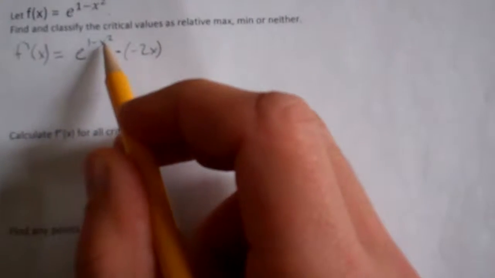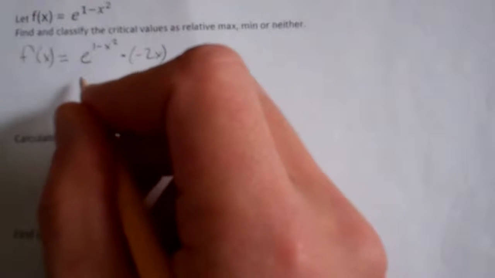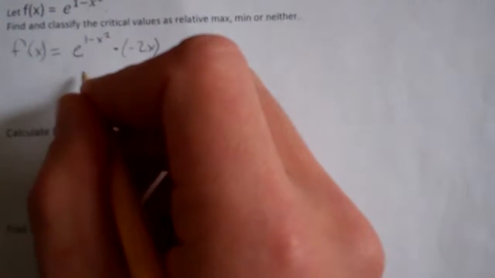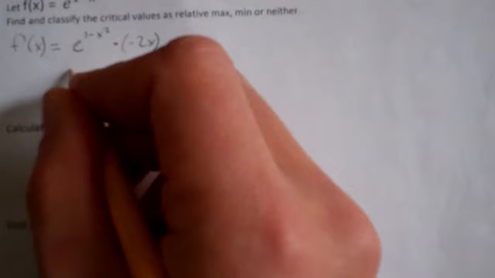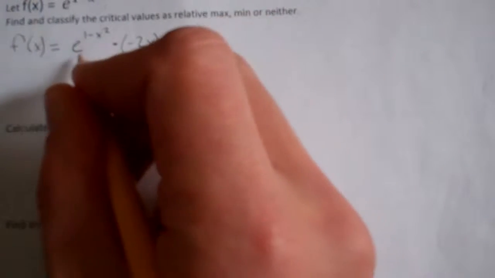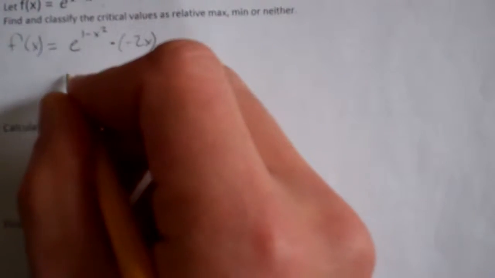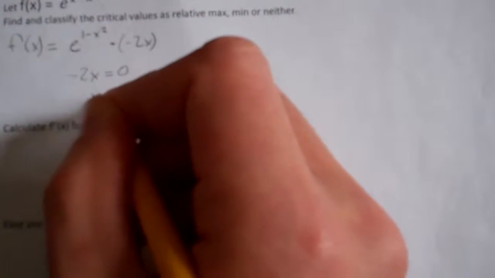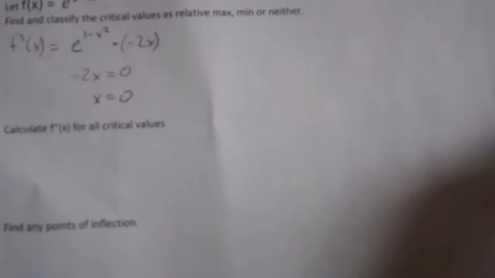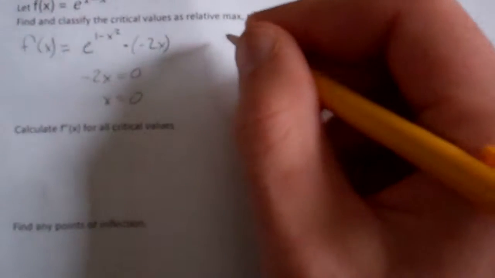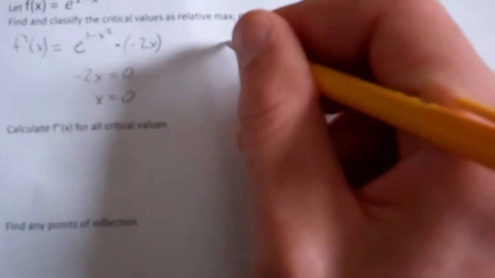E to the 1 minus x squared is defined everywhere, so is negative 2x. So the product is defined everywhere, so this will only equal 0 when negative 2x equals 0, because e to the 1 minus x squared will always be positive. So we only have one critical value, and that is at x equals 0. Now we need to classify it as a relative max or a relative min. We're going to do that using the first derivative test.